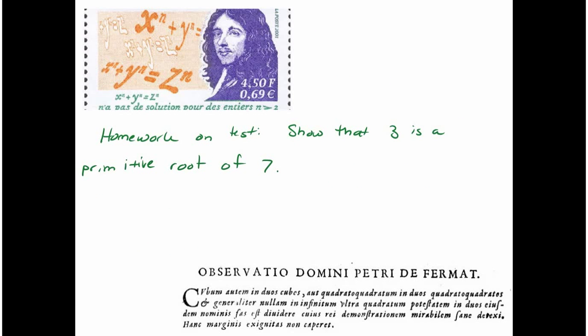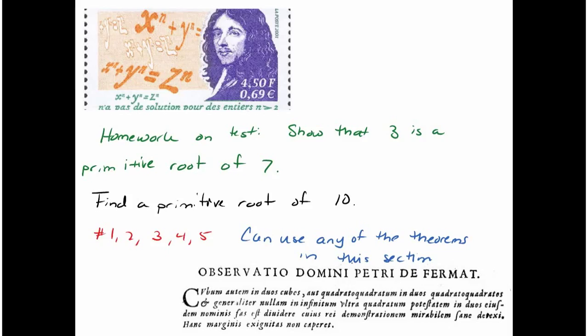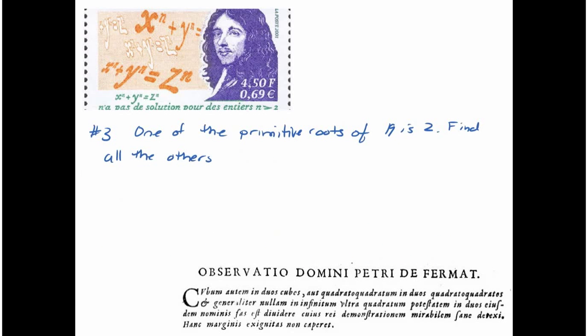So homework, to practice for the test, is to show that 3 is a primitive root of 7, and find a primitive root of 10. Just play around and find a primitive root of 10, any one of them. See if you can find it by playing around. Now, I'm assigning 1 through 5, and you can use any of the theorems in this section to solve these problems. Number 3 tells you that one of the primitive roots of 19 is 2.